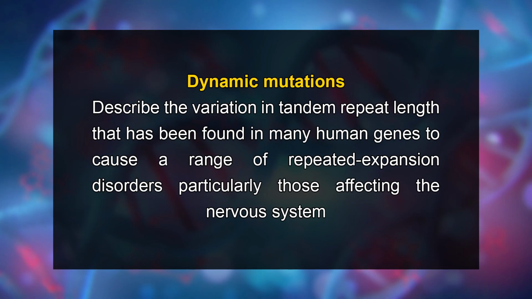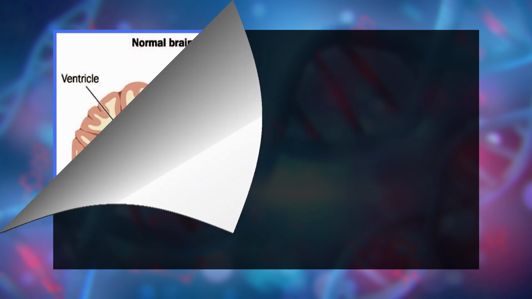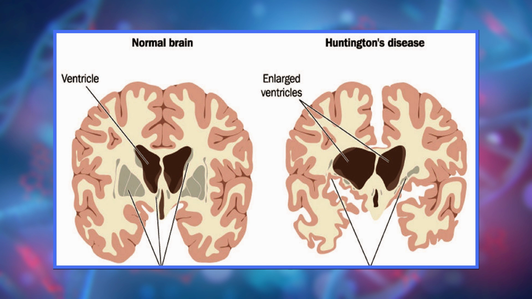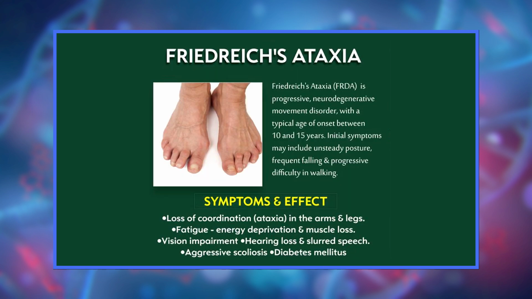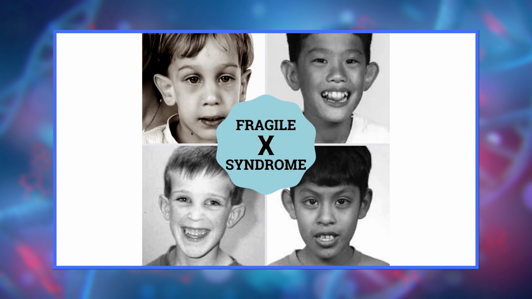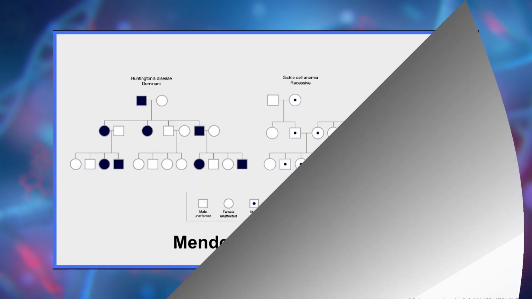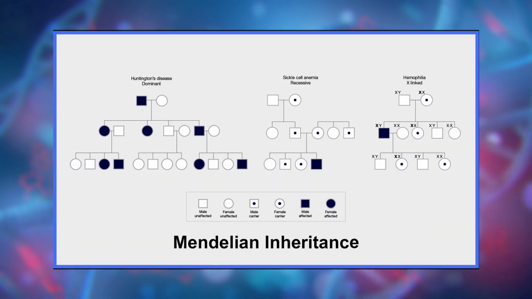The term dynamic mutations has been used to describe the variation in tandem repeat length that has been found in many human genes to cause a range of repeat expansion disorders, particularly those affecting the nervous system, including Huntington's and other polyglutamine diseases, Friedreich's ataxia, and Fragile X syndrome. A much larger array of tandem repeats are present in and between genes that are not known to be involved directly in diseases of Mendelian inheritance.